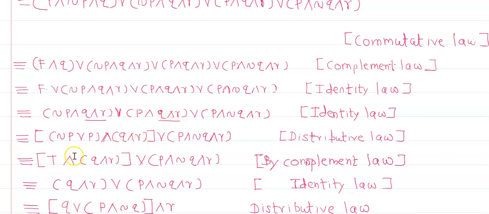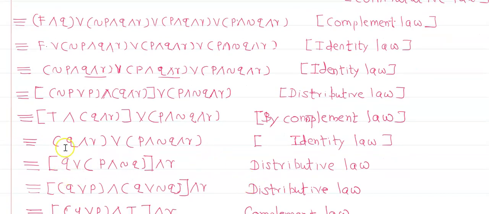Next, what is the value of negation of P or P? Negation of P or P is T by using the complement law. Now these two brackets are as they are. Next is T and in bracket Q and R. The value of this bracket is again Q and R by using the identity law. Now we can write this bracket as Q and R, or P and negation of Q and R, by using the distributive law.